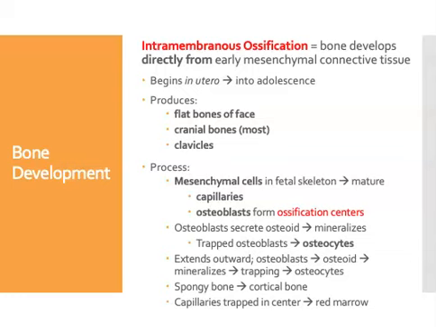And as I said earlier, some of these mesenchymal cells are going to be forming capillaries. And some of these capillaries will ultimately become blood vessels inside the bone. But some of them will actually get trapped in the center of what will become long bones. And it is these very early capillary bundles that are trapped in the middle of these long bones that will become the red marrow. They will become the tissue that makes the blood cells.